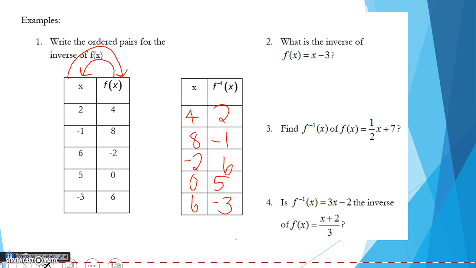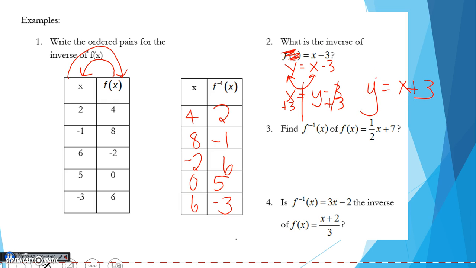Number 2 says, what is the inverse of f of x equals x minus 3? Again, if that confuses you, just change it to y equals. And now I'm just going to flip-flop the y and the x. So now it's x equals y minus 3. And I solve it for y. So I add over 3. And so y equals x plus 3. And I can put the little -1 up there. That's what the inverse is.